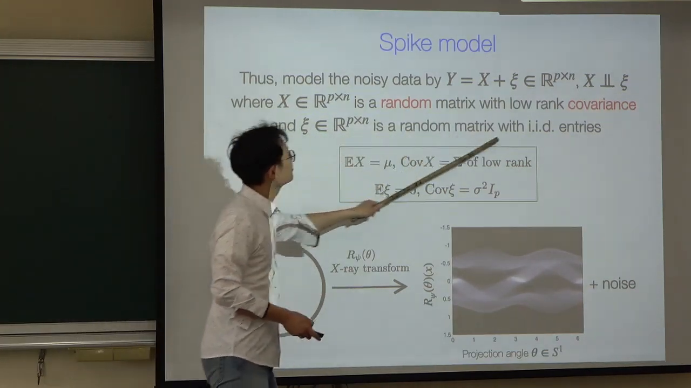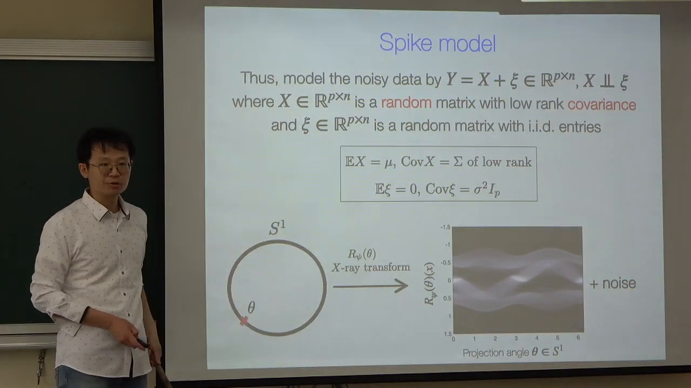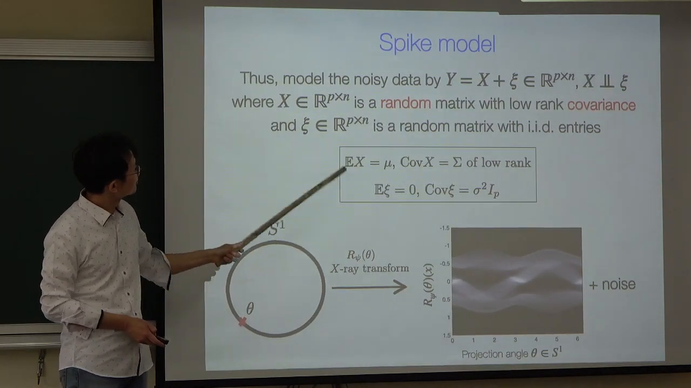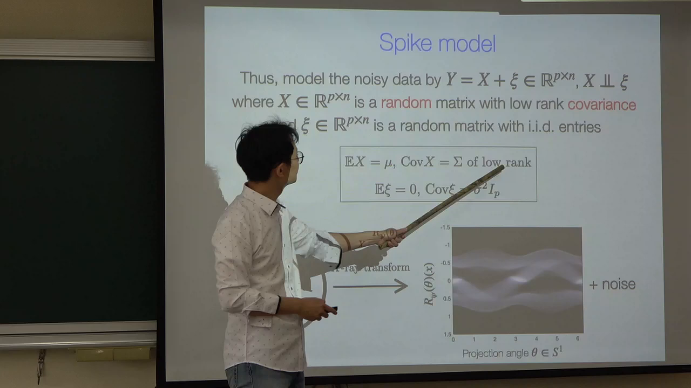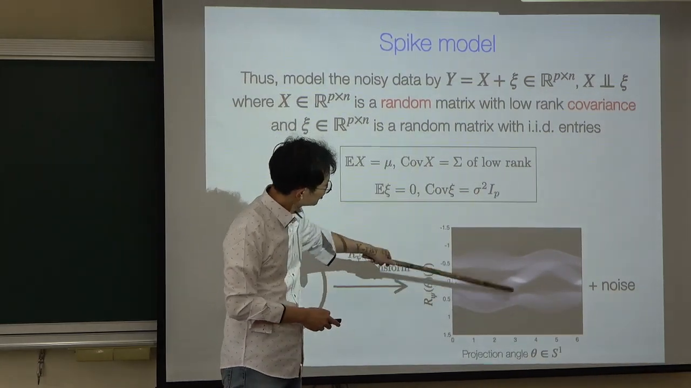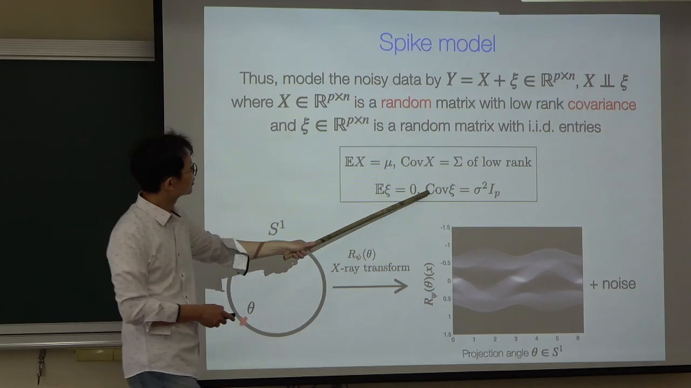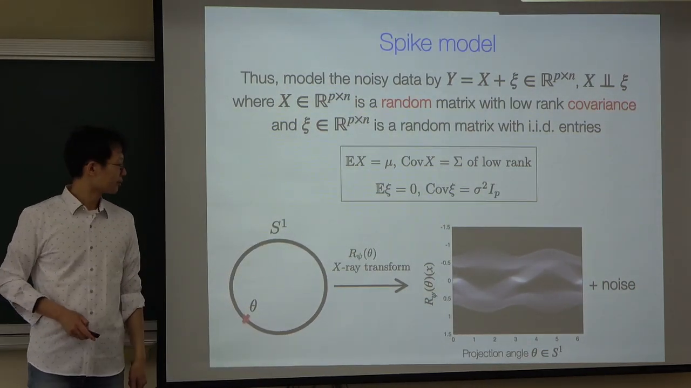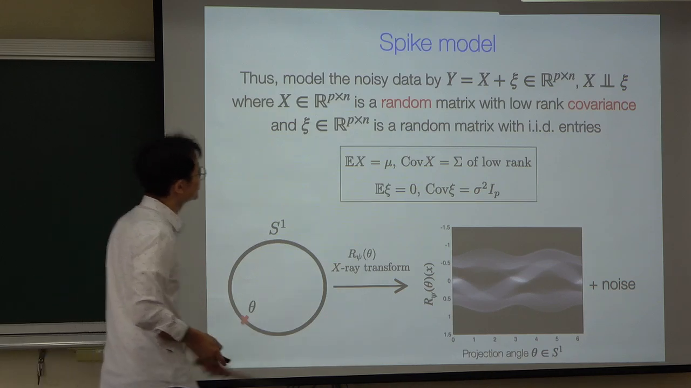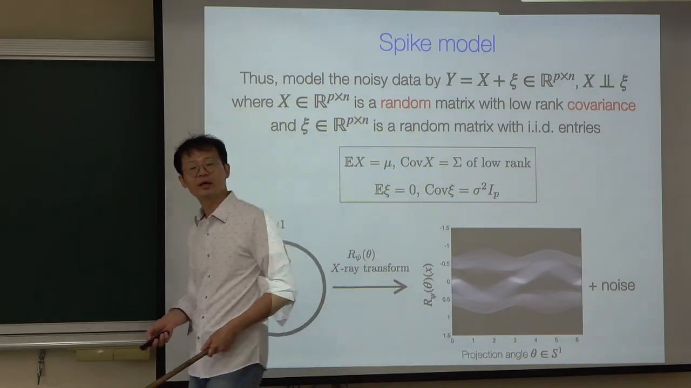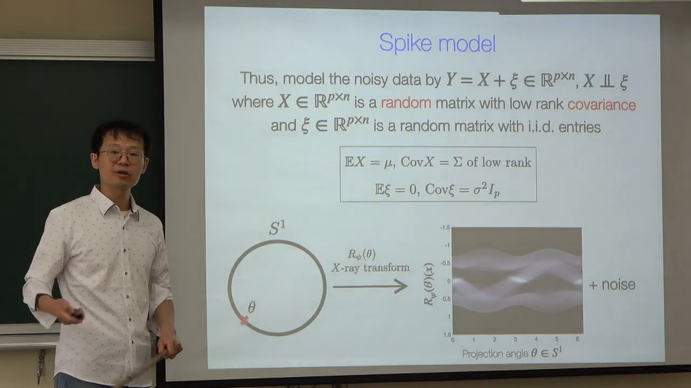It's just a random matrix with IID entries, and this is the summary of the assumption. The expectation of X is mu, the common component or structure. And you have a low-rank covariance that describes how the structure changes from one angle to another. The noise has mean 0 and covariance sigma squared I_p, IID entries. It doesn't really need to be Gaussian, it just needs to be IID. We can consider more general noises, but in this lecture we will be satisfied with IID noises. More general noise structures we'll discuss in the future.